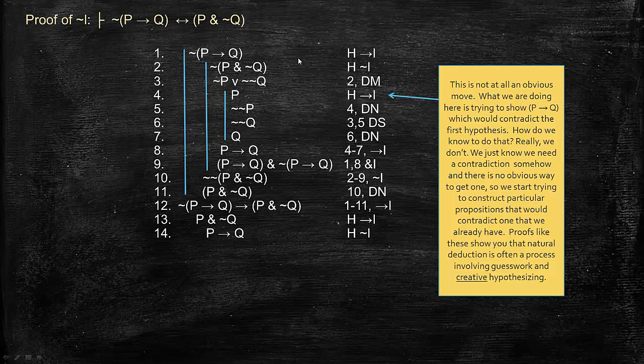We are now going to try to demonstrate that it's not the case that if P then Q. So this is a negated conditional, not a conditional. It makes sense to go ahead and hypothesize, for negation introduction, if P then Q.